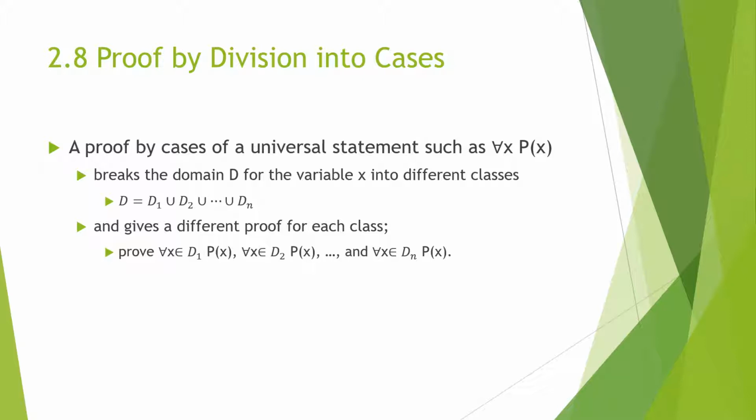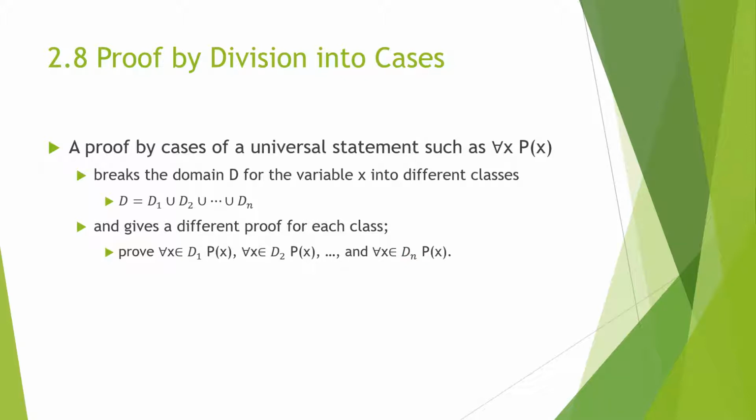Let's assume that D is equal to D1 union D2 union D3 all the way to Dn. And then after breaking the domain into different classes, you need to give a different proof for each class, which means that you need to prove the same universal statement for D1. You need to prove the same universal statement when the domain is D2, all the way to the last class. You need to show that the universal statement is true when the domain is Dn.